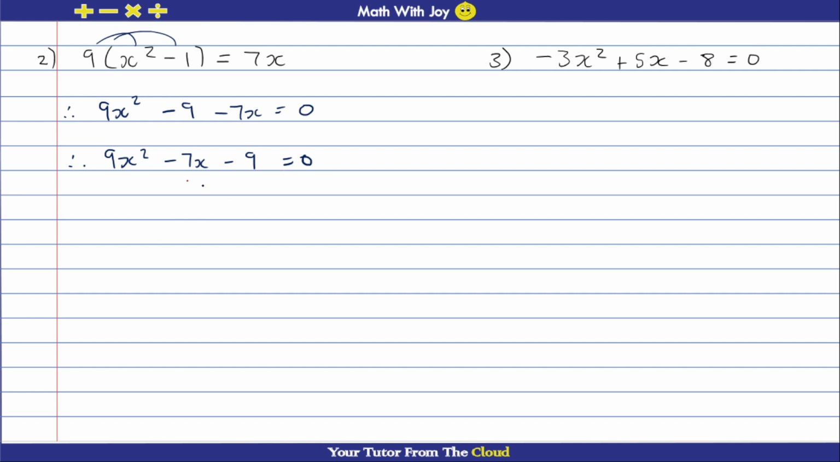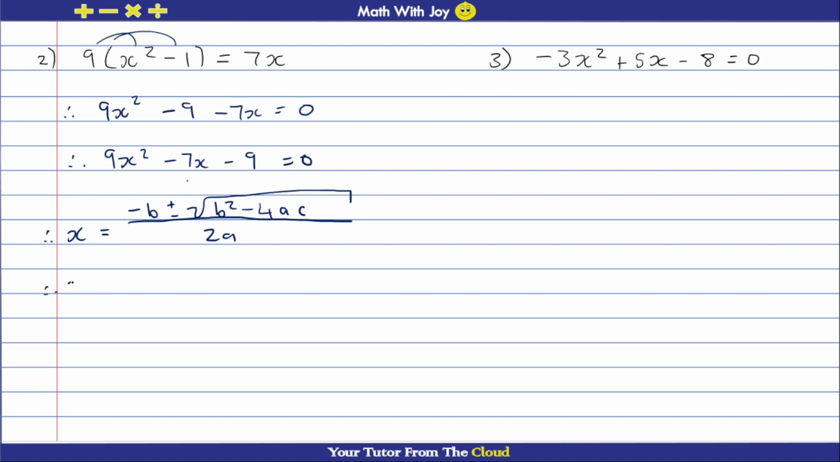And the factors of 9x squared and negative 9 that will give you 7, you don't have any of those factors. So what we do then is use the quadratic formula. So you say therefore x is equal to minus b plus or minus the square root of b squared minus 4ac, and then you want to divide this whole thing by 2a.